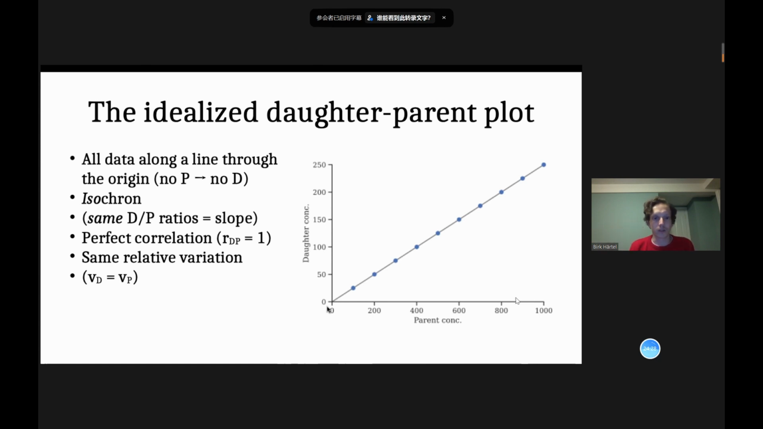We can also summarize these properties of this idealized daughter-parent relationship in the statistical properties, which would be a perfect correlation between daughters and parents, and the same relative variation. So the variation coefficients, which is just standard deviation divided by the mean, should also be the same.